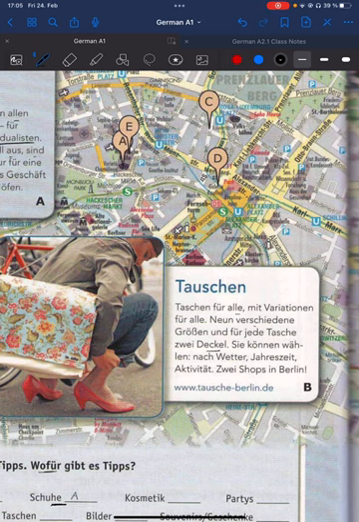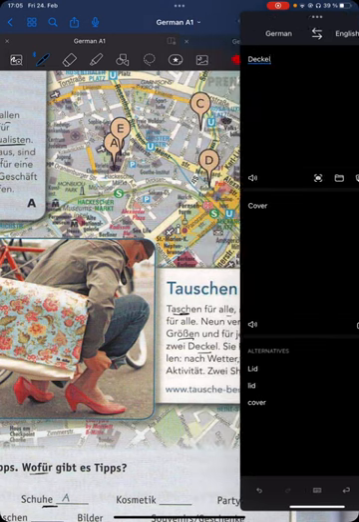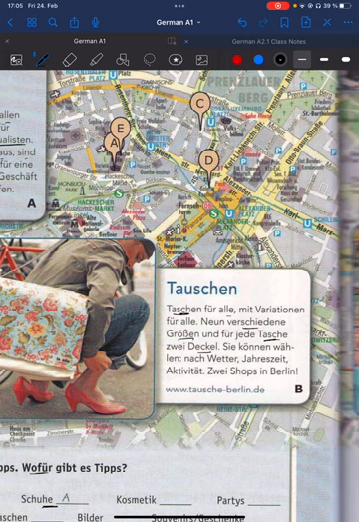Ja, Tasche. Tasche is bag. So bags for all with variety, with variation for all. New, different sizes, and for every bag, zwei Deckel. Two covers. You can use them in any weather and in different year timings, activities. Why shop in Berlin?